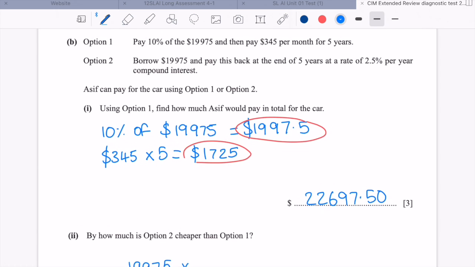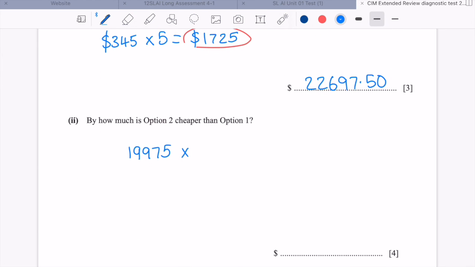So 2.5% increased by 2.5%, which is this, to the power of, and I do it for 5 years. So that gives me 22,599.90. So that's how much the loan will cost me if I use the compound interest or option 2.